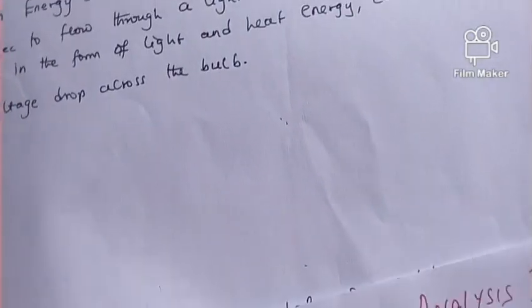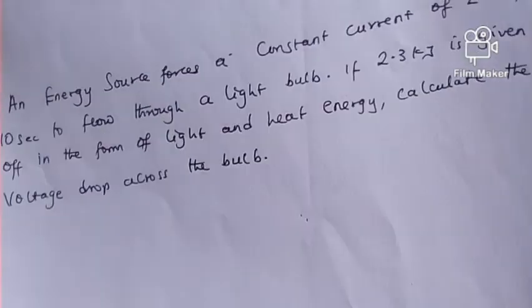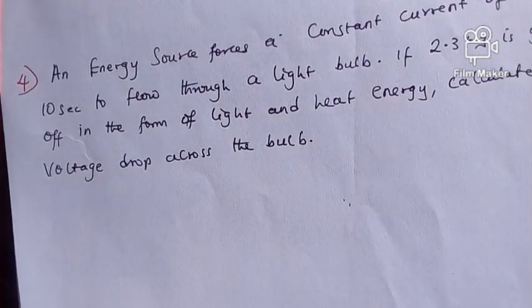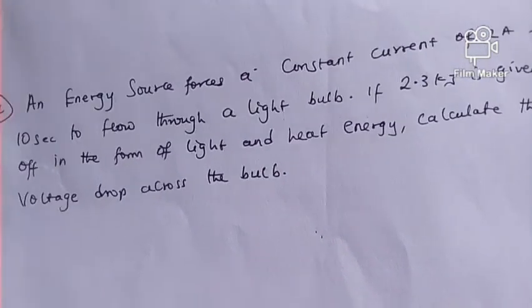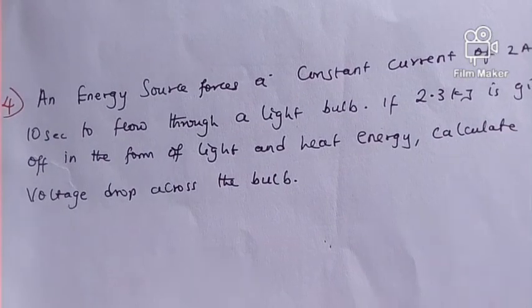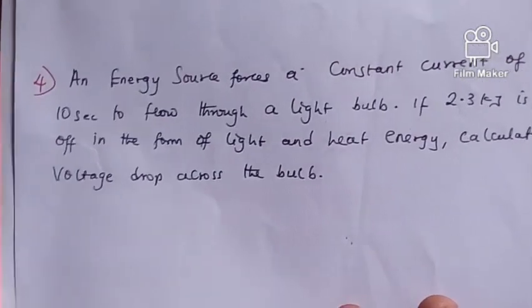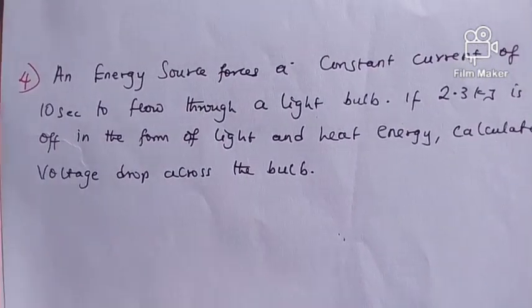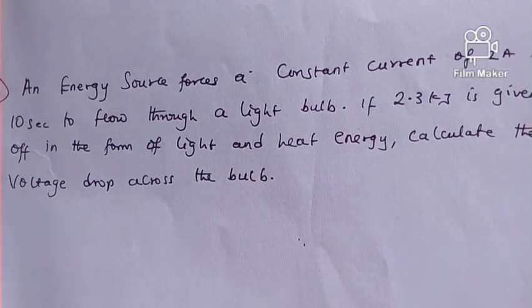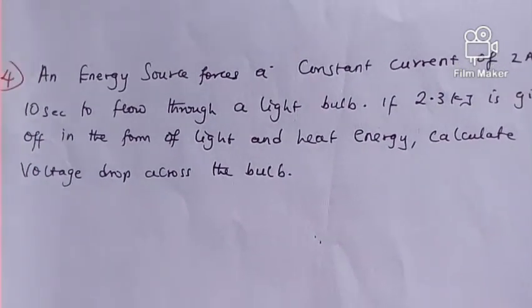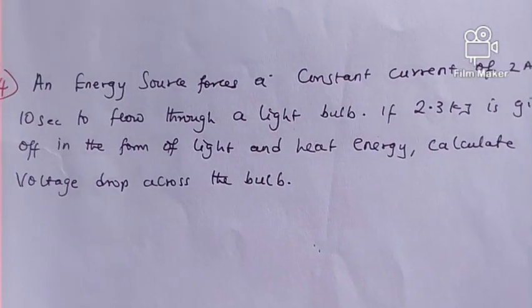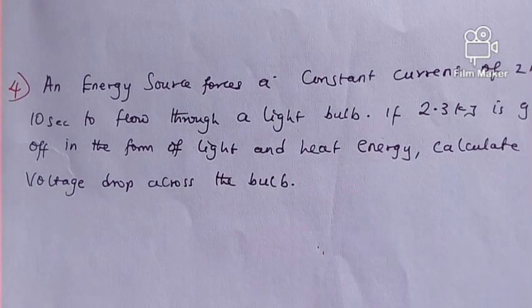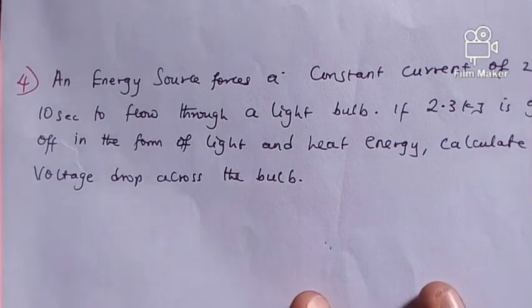And the next problem we are going to solve is going to be based on energy. So let's take example number 4. The question says an energy source forces a constant current of 2 ampere for 10 seconds to flow through a light bulb. If 2.3 kilojoule is given off in the form of light and heat energy, calculate the voltage drop across the bulb. Feel free to pause the video and try out this problem yourself.